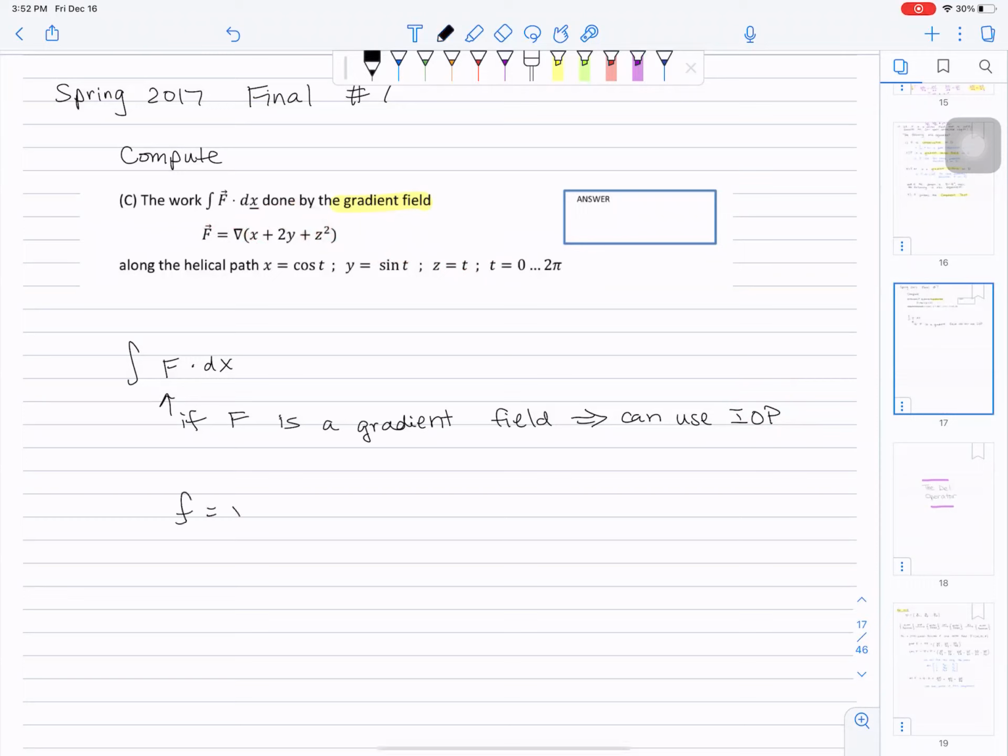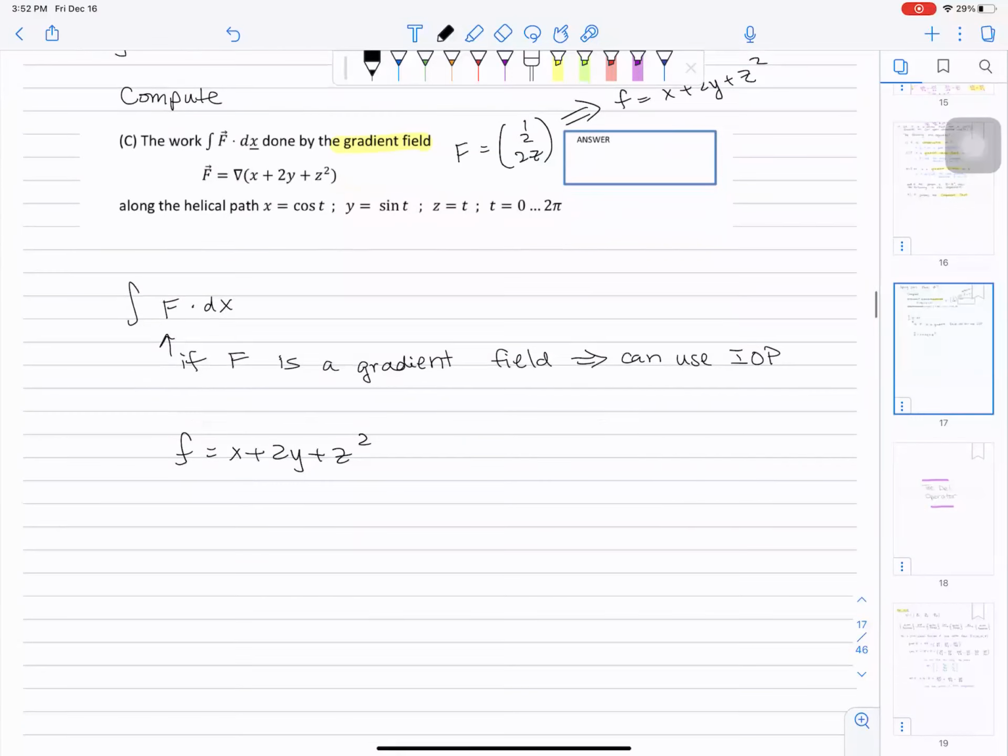The potential function is x plus 2y plus z squared, because capital F is the gradient of this potential function. And if they had started off with F, we could work backwards, integrate, and find that the potential is exactly what we have. Okay, so the independence of path theorem says F dot dx along some curve is f of b minus f of a.